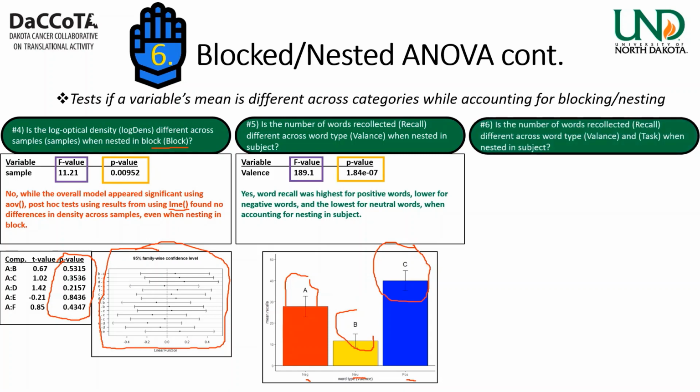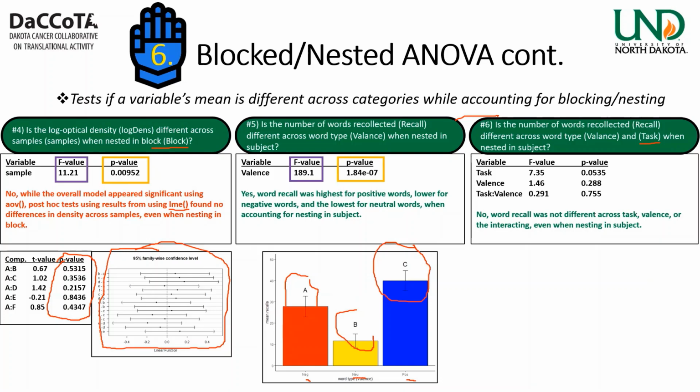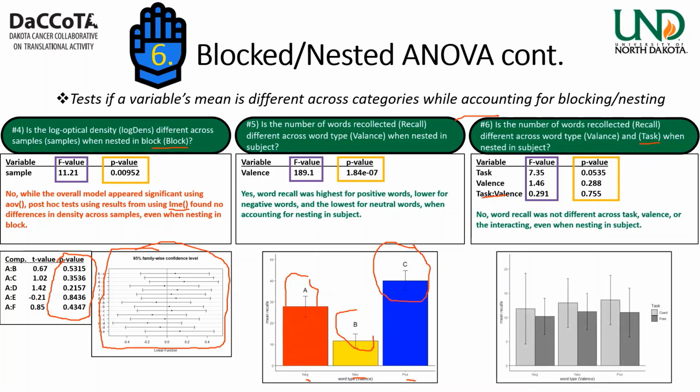Now, to wrap up our block and nested ANOVA, let's repeat this same thing here, but now let's also have a category called task, which is also nested in subject. So task, variance, and their interaction, we find there that actually now none of it was significant, including that more complicated structure.